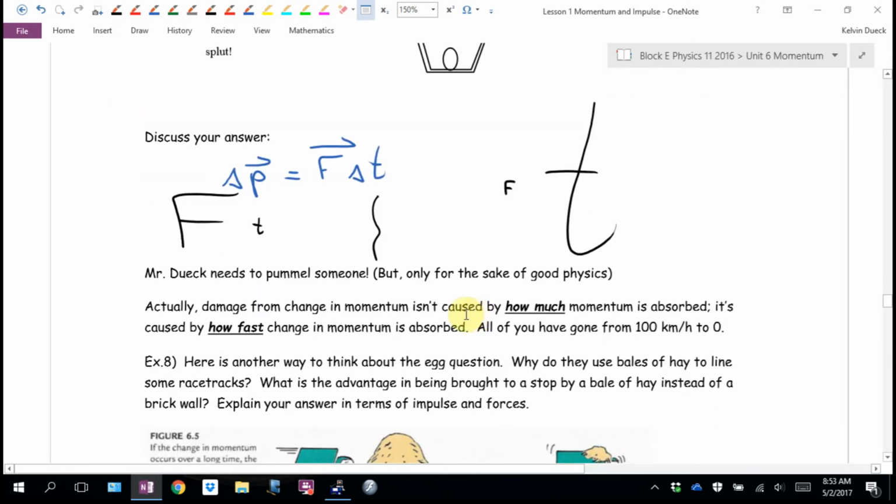So, damage from change in momentum is not caused by how much momentum is absorbed. It's caused by how fast the change in momentum happens. By the way, what's another word for change in momentum? Let's write above here, impulse.